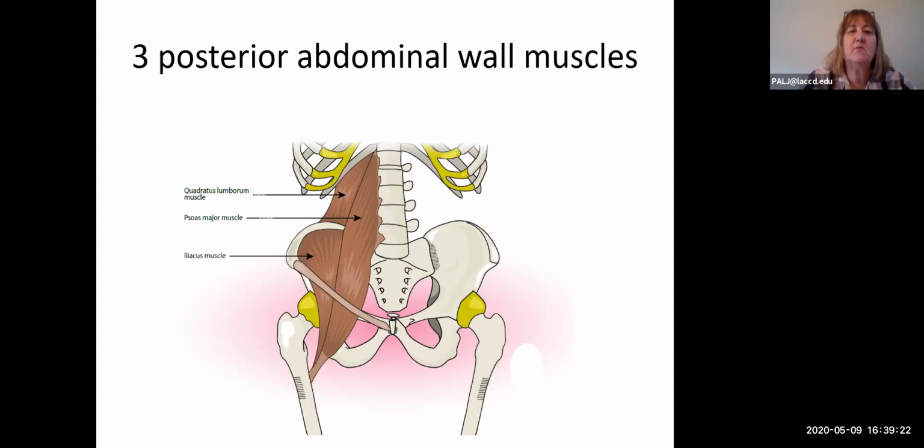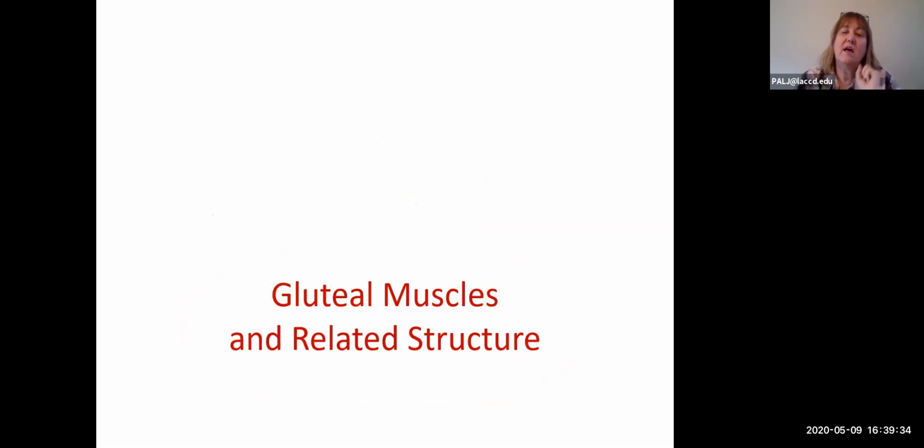All right, so that's it with the abdominal wall related muscles. And so now let's look at another area that is posterior, and that is going to be the buttocks area, where we have a bunch of gluteal muscles.